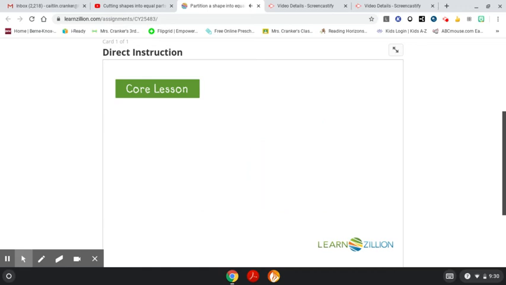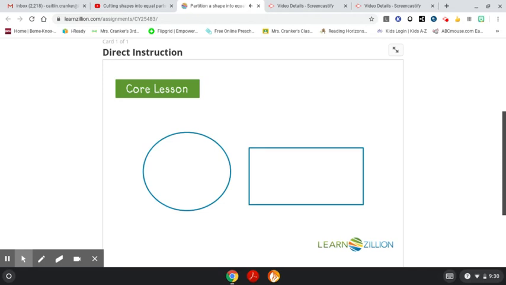We can also partition a whole into 8 equal parts. Here I have a circle that I am going to partition into 8 equal shares. Since there are 8 parts and they are all equal to each other, I can say each share is 1/8 of the whole. Here I have 1/8, another 1/8, and so on for all 8 pieces. 8/8 is equal to one whole.